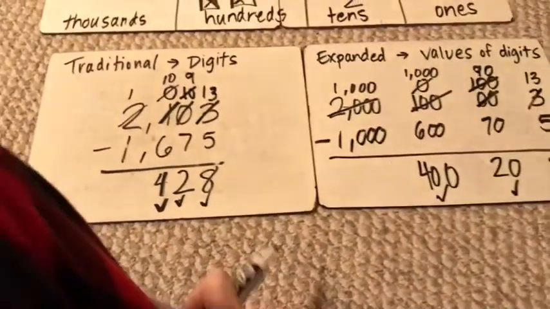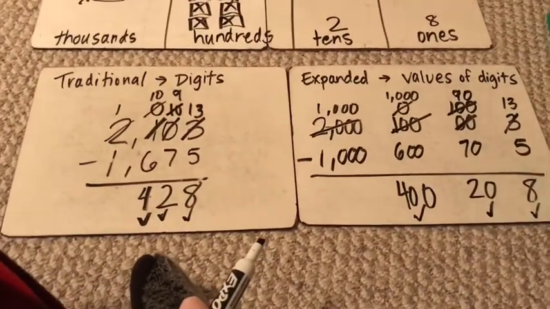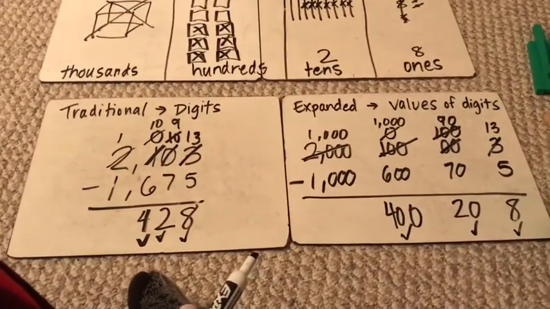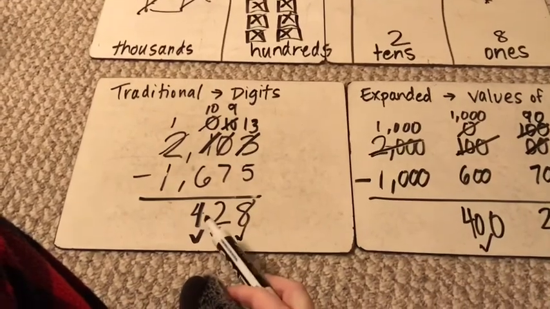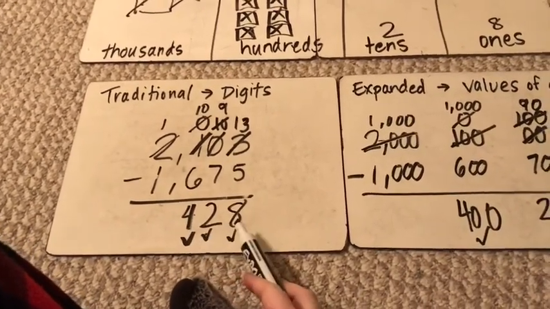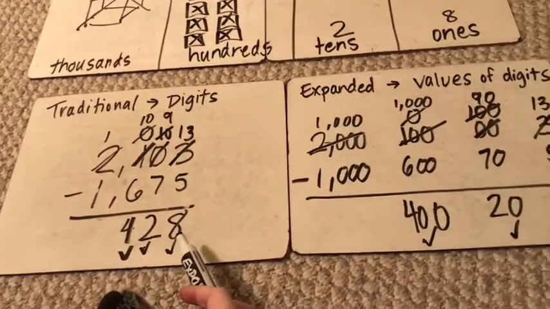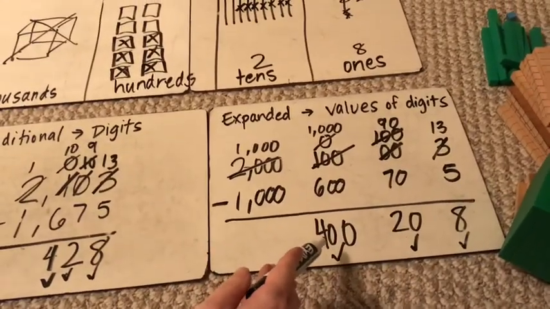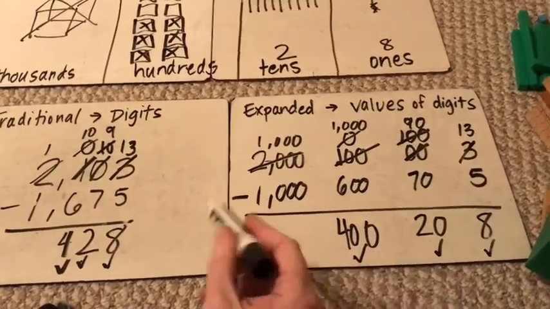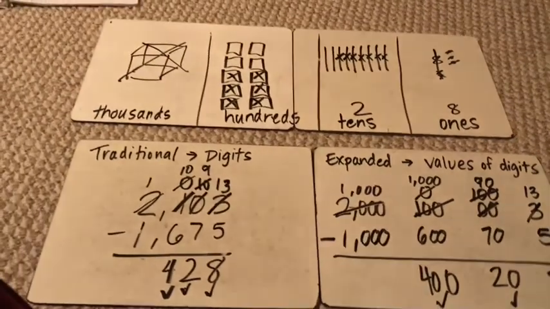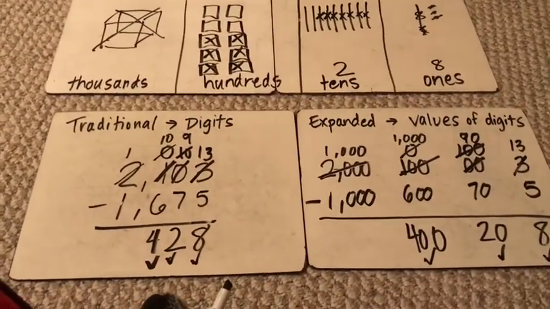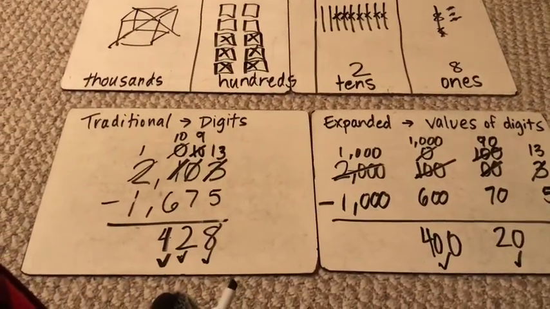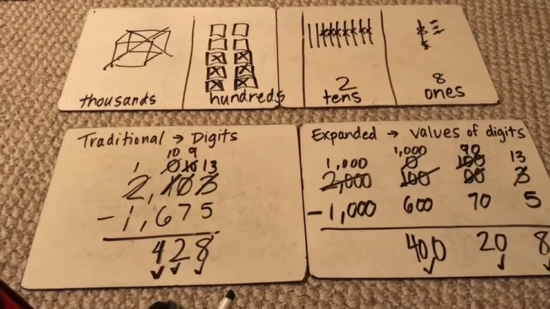So as you can see with both the traditional algorithm and the expanded traditional algorithm, the difference between these two numbers is 428, whether it's in standard form with the digits or expanded form with those values. 428, if I put those together, is 428. So as you can see, this regrouping is tough. That's why I wanted to give you a few different strategies.